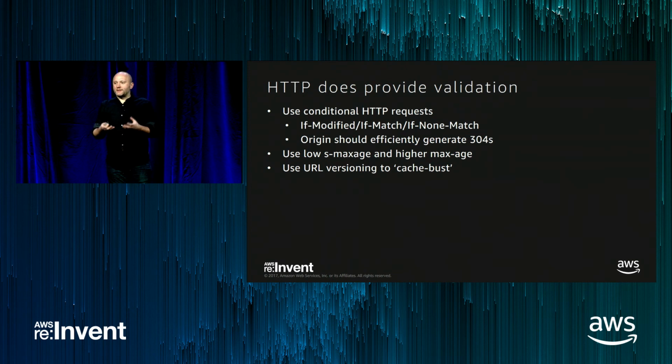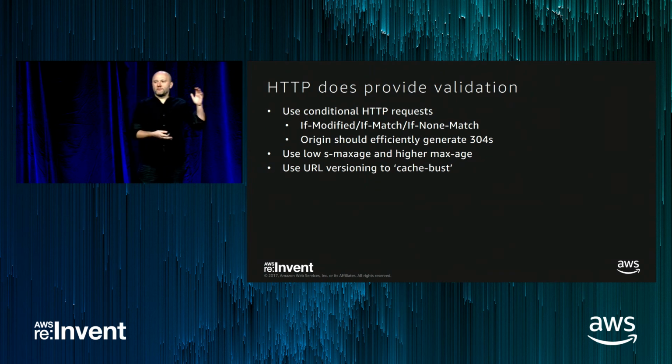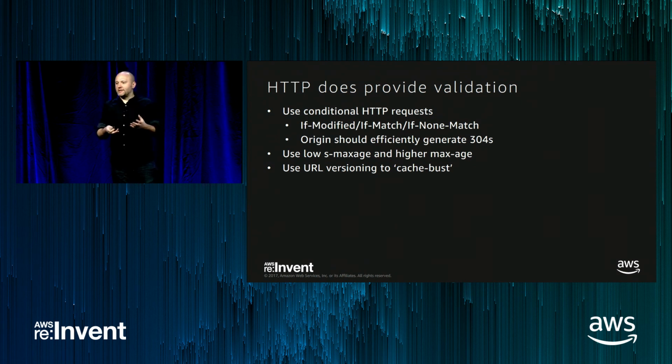Now, how would the origin determine whether it's not modified? One option is: I will generate the response, talk to my database, render the response, and then generate the ETag. I might do a hash, and then realize it's exactly the same ETag you've already got in your cache. That's fine, but then you've used a lot of CPU cycles and called your database just to find out that they've already got that same version.